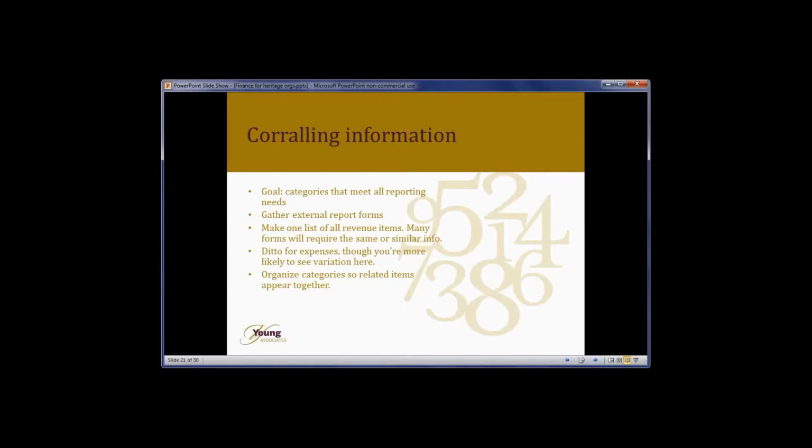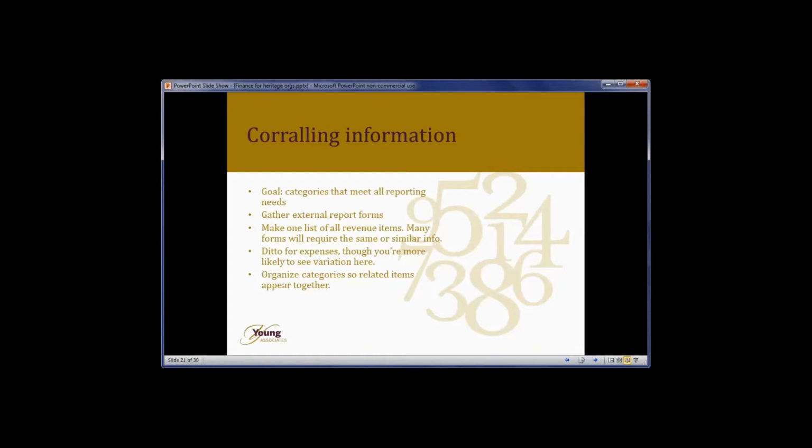How do you corral things so that it's not painful every time that you've got to produce a different report? One of the goals of your accounting system needs to be to create a group of categories that will meet all of these reporting needs. So what I would suggest doing is gathering all of those external report forms, lay them out on the table in front of you, and make a list of all of the revenue items in all of them.